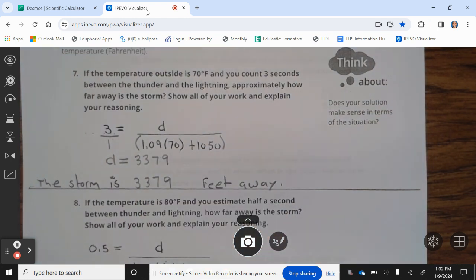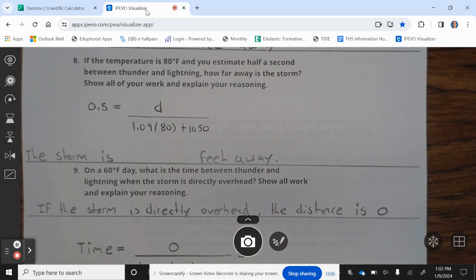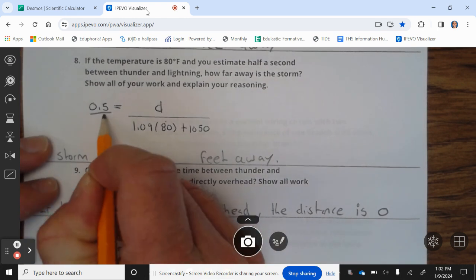So the storm is 3,379 feet away. Let's take a look at 8. If the temperature is 80 degrees Fahrenheit and you estimate half a second between thunder and lightning, how far away is the storm? Show all your work and explain your reasoning. So we plug those numbers again into this equation, and then we cross multiply and solve.